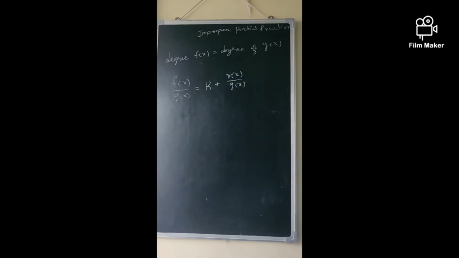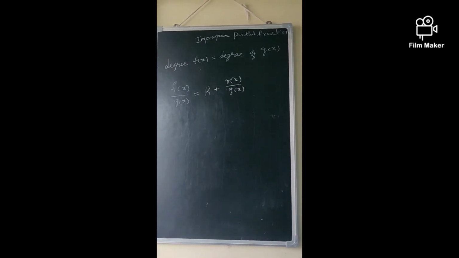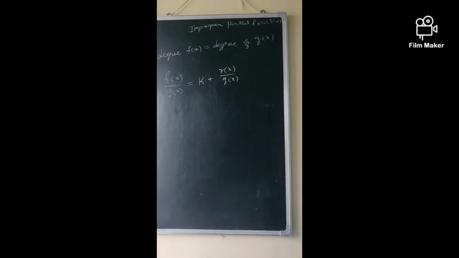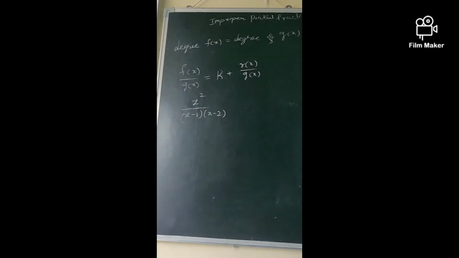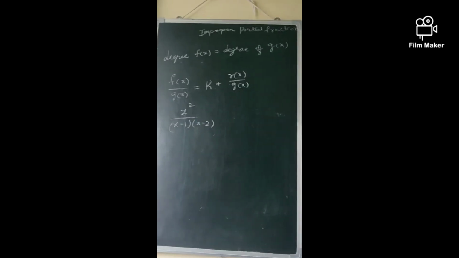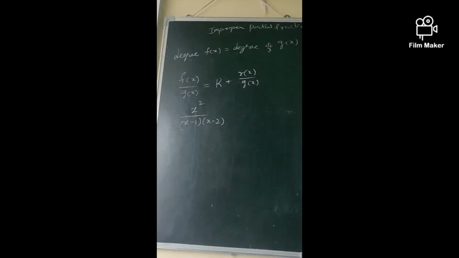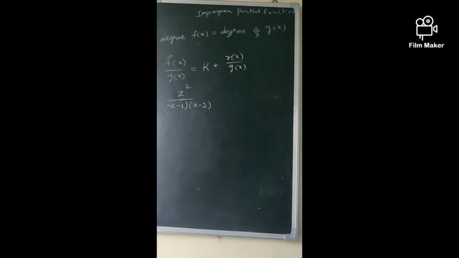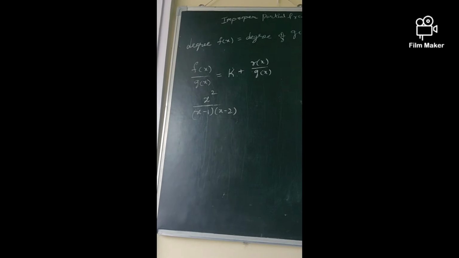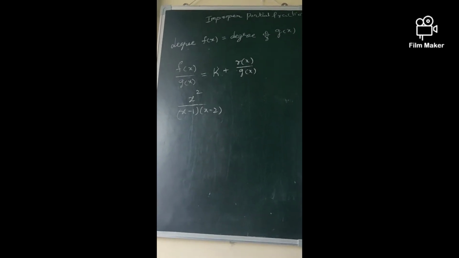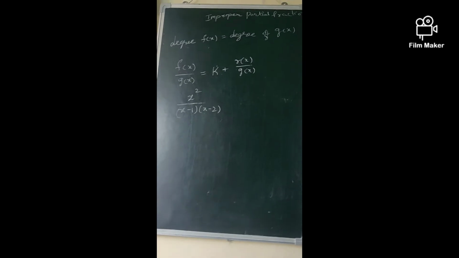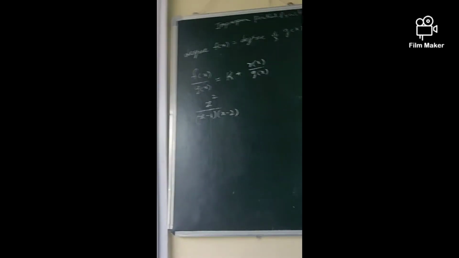Now we solve one problem so that you can understand it properly. Okay. Now the problem is x square by x minus 1 into x minus 2. Here the degree of numerator is 2 and the coefficient of it is 1, and the degree of denominator is 2 and the coefficient of it is 1.